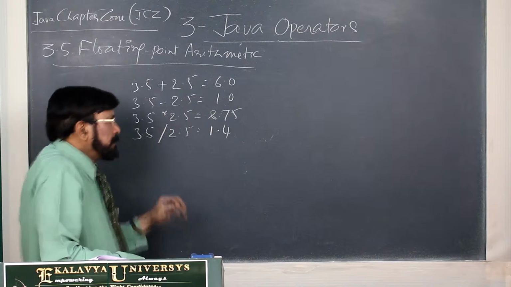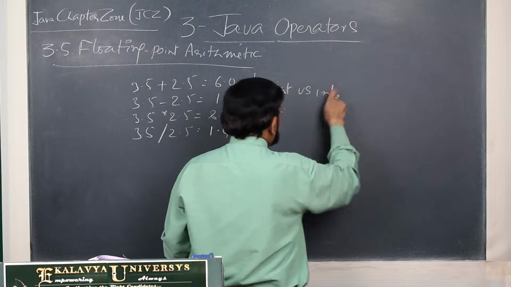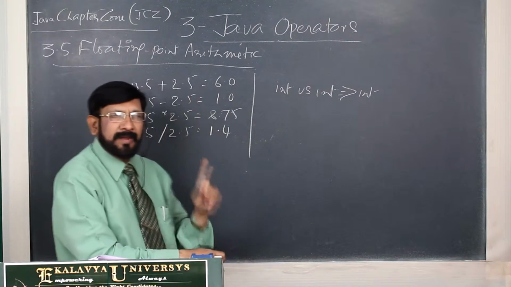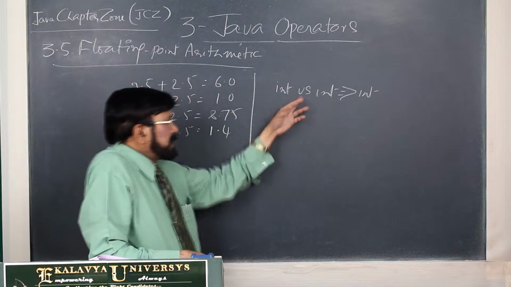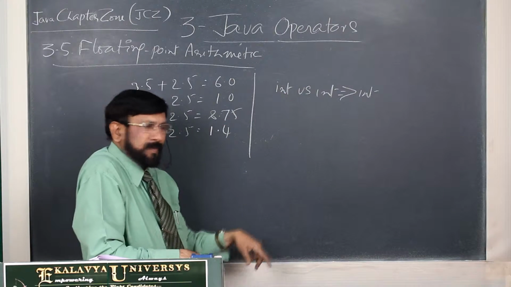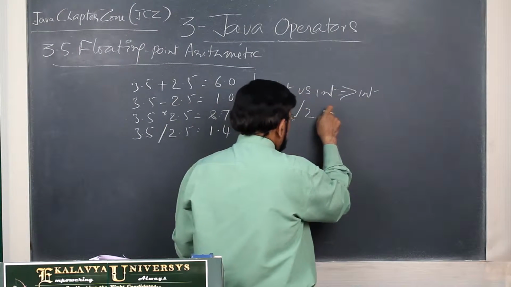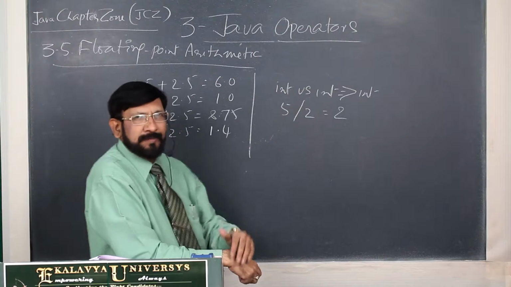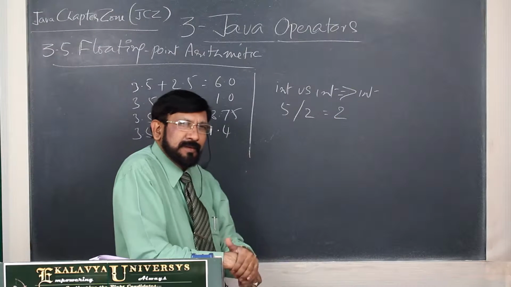But where problem comes, int versus int. Int versus int, the type of the result is always int regardless of its accuracy. Now, as far as plus, minus, multiplication are concerned, there is no problem. When division comes, problem will come. Suppose 5 by 2 is 2 always. You cannot get 2.5. What is the accurate result? 2.5. So, int versus int, always int.